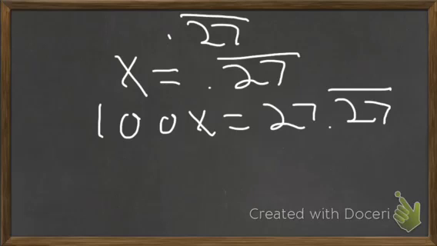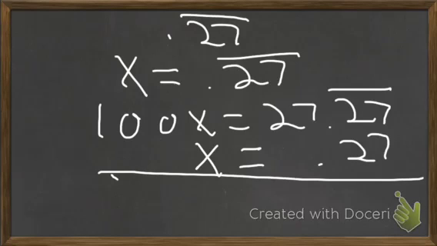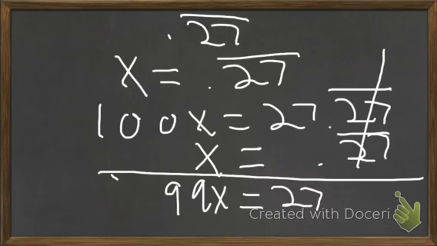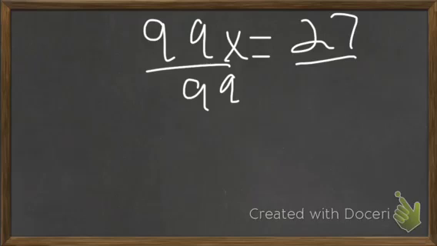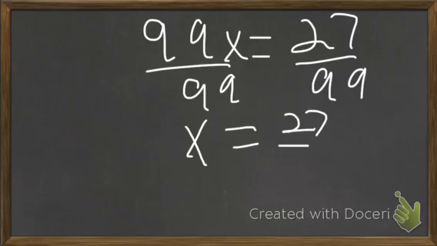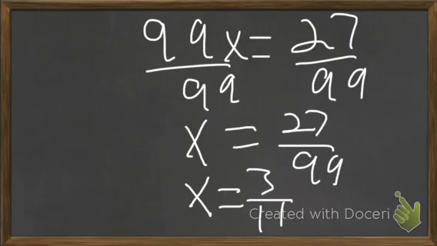Again, we'll need our subtraction problem here. So we're going to have to line up my x's with my x and my decimal places with my decimal place. Going from right to left, we will see that my 27 repeating will cancel out, and I'm left with 99x equals 27. So rewriting my equation, 99x equals 27. We divide by 99, and I'm left with x equals 27 over 99, and when we simplify here, we will get 3 over 11.